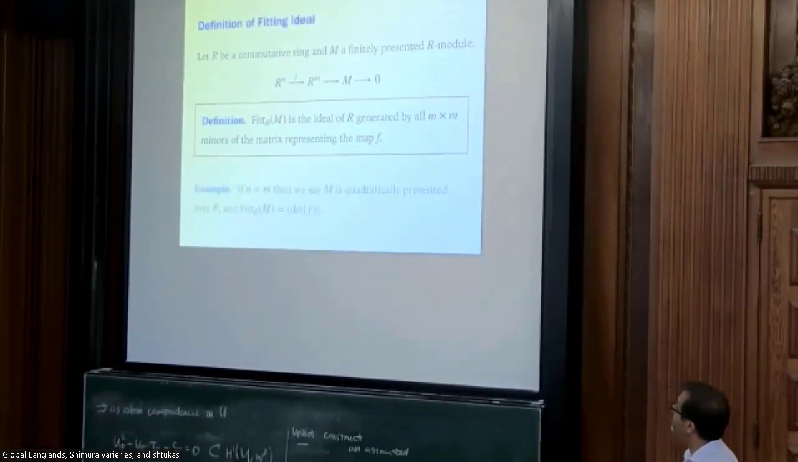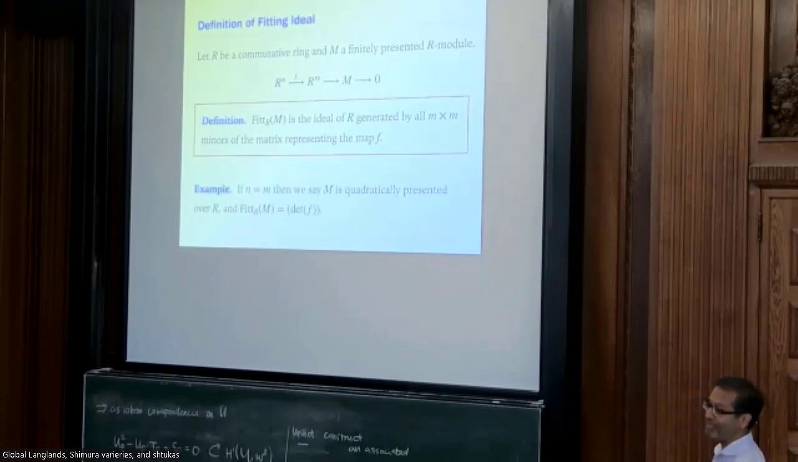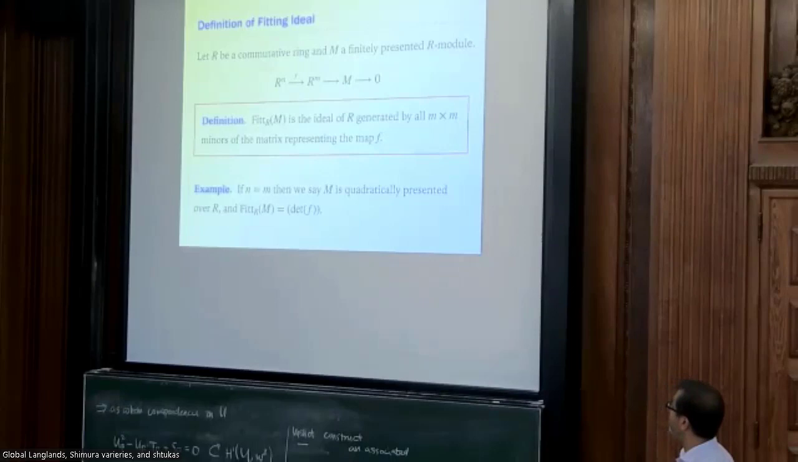Okay, and just as a simple example, if n is less than m, then the fitting ideal is just 0 by convention. There are no minors because the matrix isn't big enough. If m is equal to n, then there's just one minor, it's just the determinant of this matrix. And in that case, the language is that M is said to be square presented. And the fitting ideal then is just principal. It's just generated by the determinant of this one matrix.